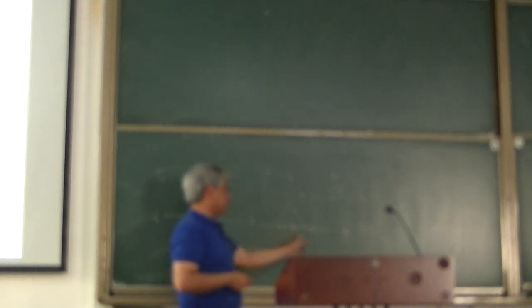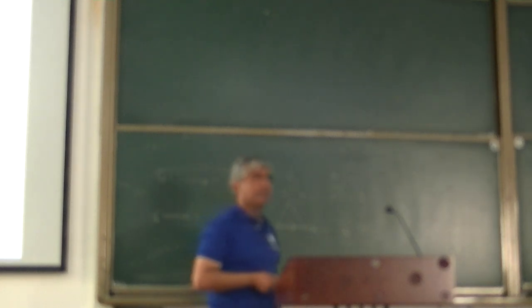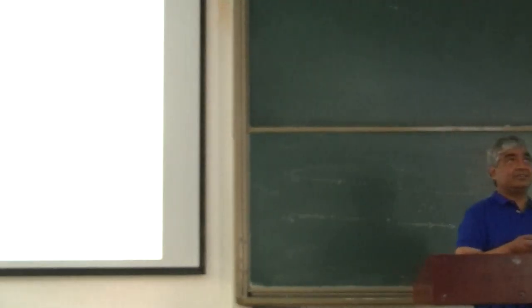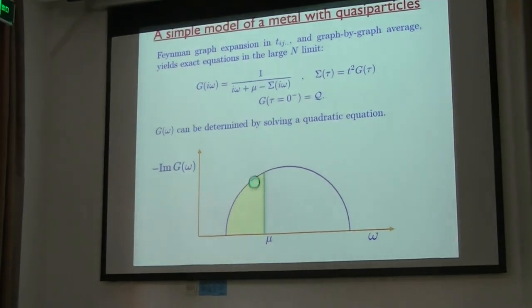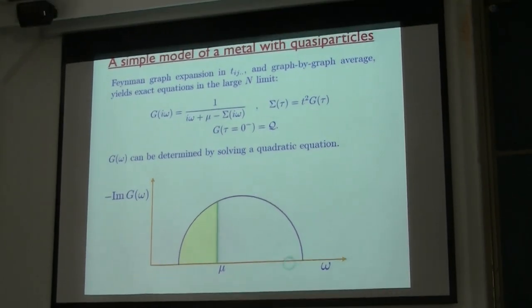The self-energy is the Green's function. This is sigma right here. It's equal to the Green's function times E squared. Okay, so now this is very easy to solve. It's just a quadratic equation for D. You take the imaginary part, and you get the semicircular law.